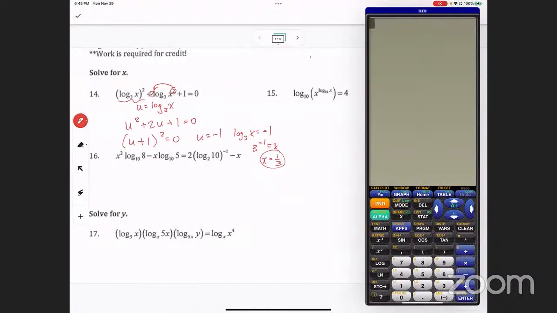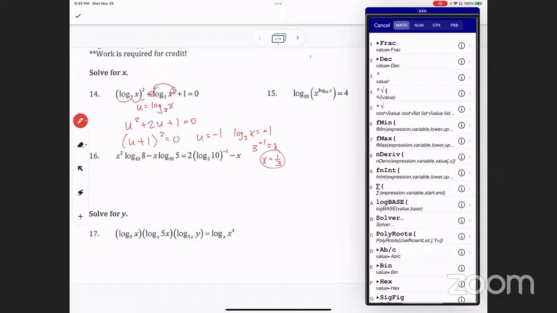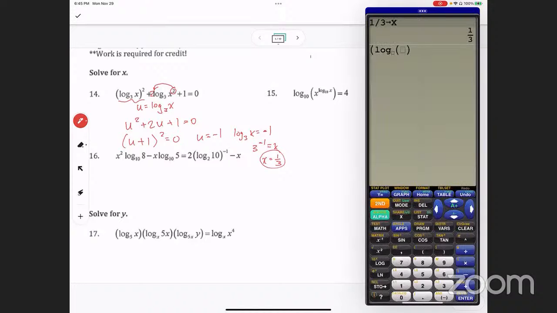Okay, so let's remember how we talked about checking. Have we talked about this? If I type in 1/3, which is my answer, and I store that for x, hit enter, and then if I type in carefully what it is that this says, which is going to be, let's see, I think it's in math mode, log base 3 of x, and I'm going to square that.